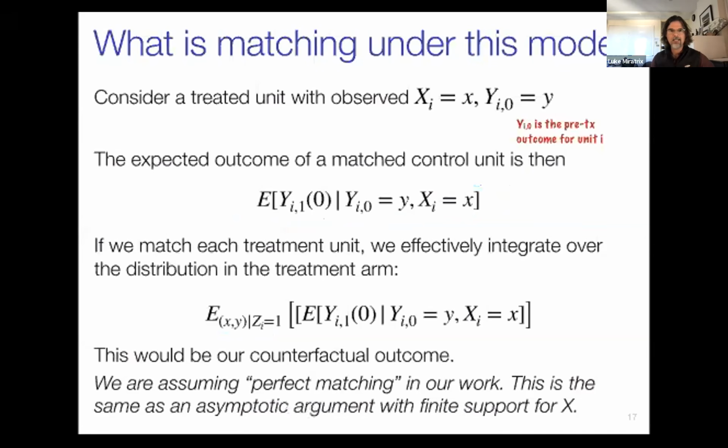This is the same as an asymptotic argument where you say we have more and more control units. And if you have finite support of x, then as you get more and more control units, that fills in your x distribution, which means that you're going to get arbitrarily close to exact matches over time.